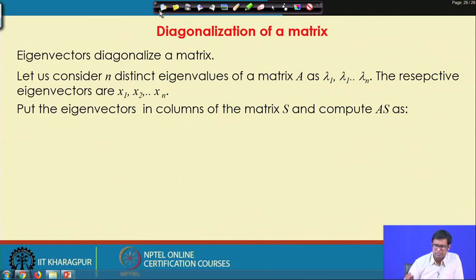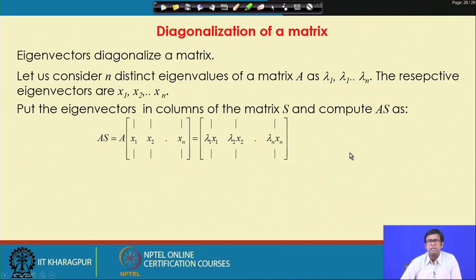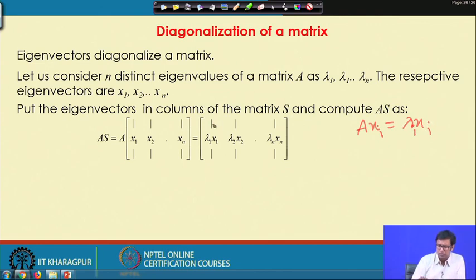Now, if we compute AS, AS is equal to A times x 1, x 2, up to x n, and A multiplied with each eigenvector follows the formula A x is equal to lambda x, or for each eigenvalue, A x i is equal to lambda i x i. So, A x 1 is lambda 1 x 1, A x 2 is lambda 2 x 2, and A x n is lambda n x n. So, A S will be the same column matrix with the eigenvectors, but each column multiplied with a different eigenvalue.